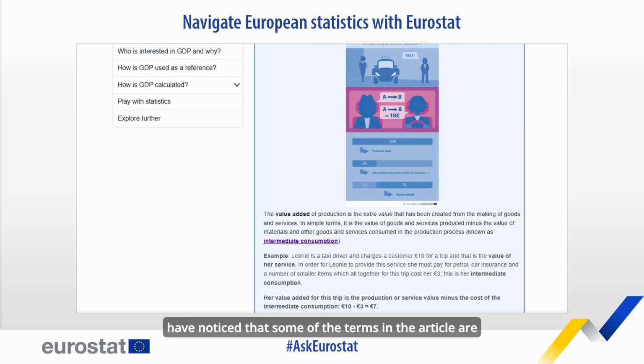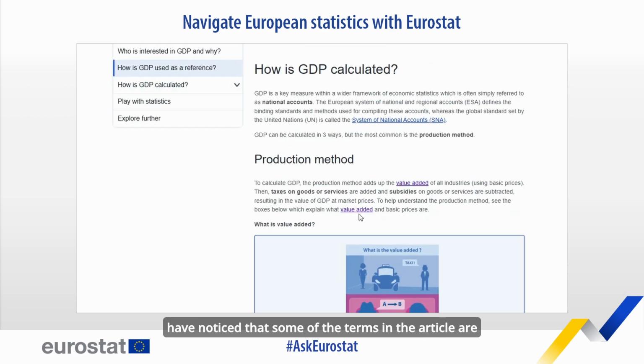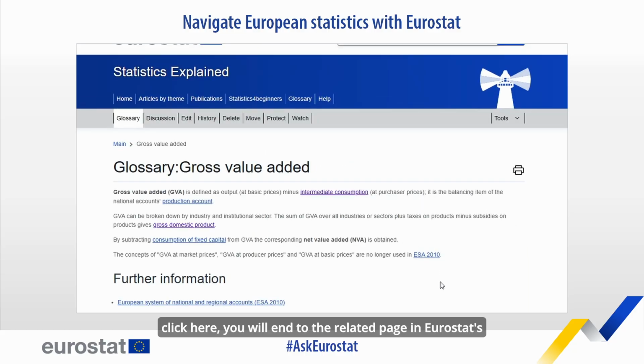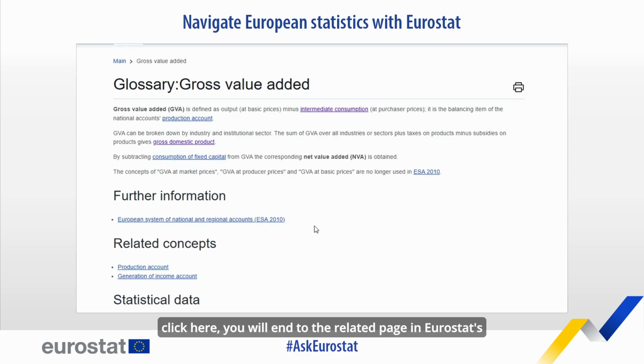You might have noticed that some of the terms in the article are linked to a glossary. So whenever you see a technical term you are not familiar with, you can check it by hovering with your mouse. And if you click here, you will land on the related page in Eurostat's glossary, which gives you the exact definition and links to further related concepts. So the glossary can help you understand the trickiest concepts and avoid any confusion.